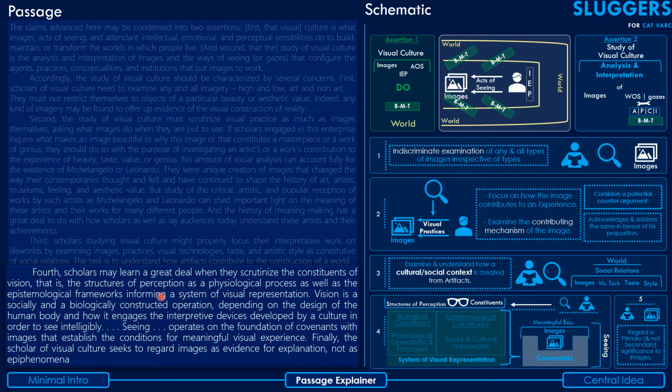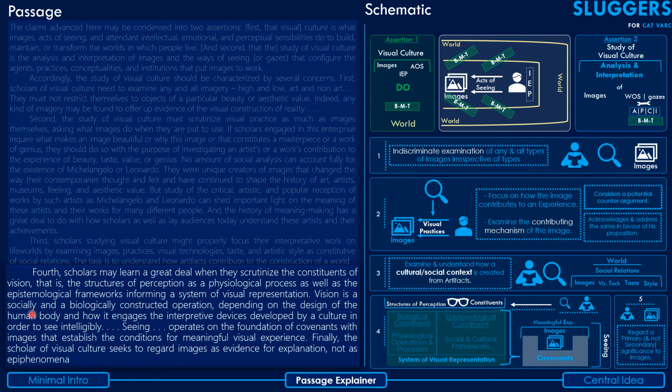Inform means which help generate a system of visual representation, right? So these two are the constituents of your structures of perception, or the constituents of vision per se. The first one is a biological and physiological category. The second one is the social, I think you said social, right? Cultural, yeah, social or epistemological category.